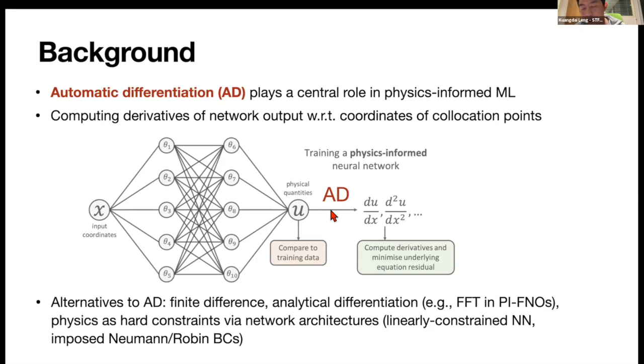There are some alternatives like finite difference and analytical differentiation. For instance, in the physics-informed Fourier neural operators, they use FFT over a periodic spatial dimension. Also, maybe we can completely avoid differentiation by building some of the physics in as hard constraints via the design of the neural network architectures, such as linear constraint neural networks and imposing Neumann and Robin boundary conditions. But anyway, these alternatives are subject to restrictions. So AD is still the most general way of computing derivatives along with the neural network.